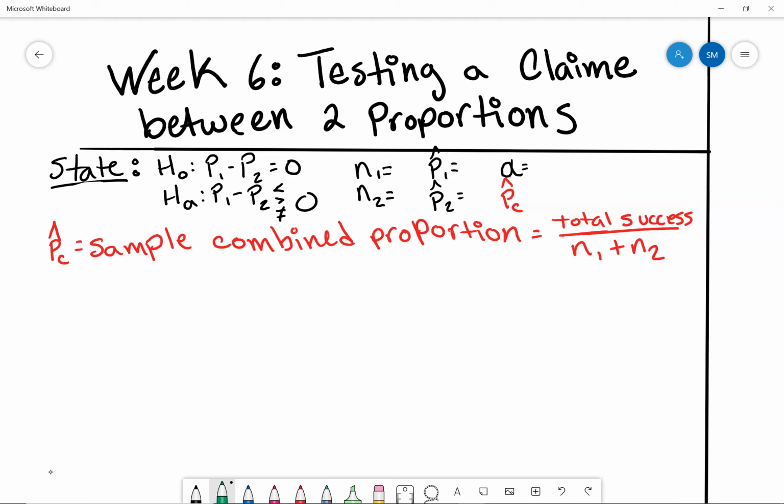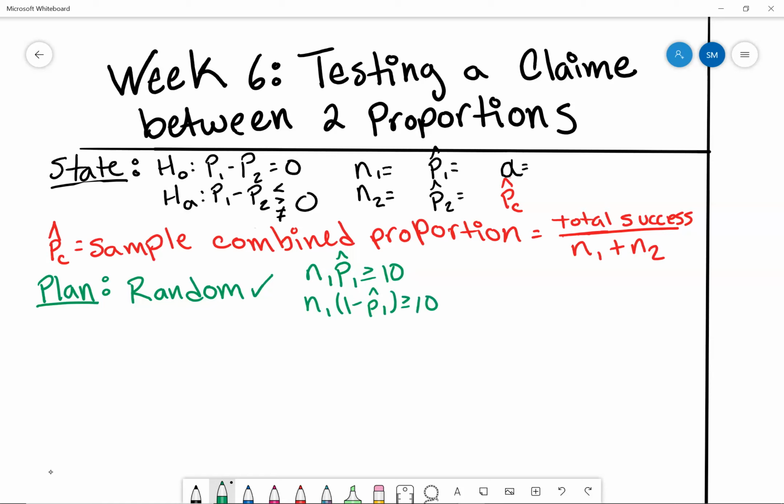So let's go ahead and move on to the next step. The next step is going to be to plan. We're back in the non-red, so we're back to normal. In the plan section, we're going to do what we did in week 4. So we're going to start off with, is it random? Yes or no. If the answer is no, reread it. And then you have to check, is n sub 1 times p hat sub 1 greater than or equal to 10? Is n sub 1 times 1 minus p hat sub 1 greater than or equal to 10?